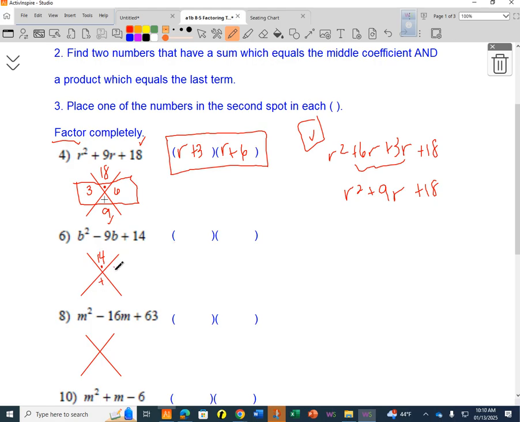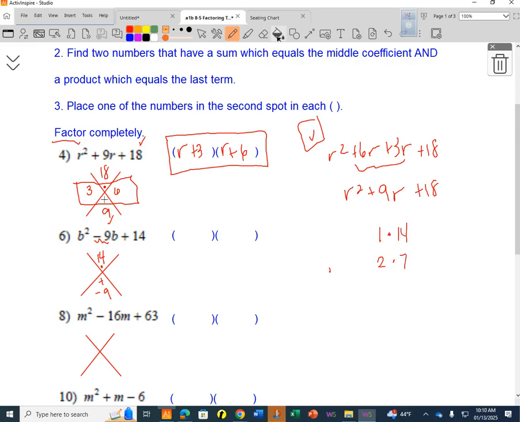And what are they going to equal in the bottom? Well, they have to equal the middle coefficient, so to equal a negative 9. So we're looking for factors of the last term, not the middle term. So we're going to take the last term, 14: 1 times 14, and 2 times 7.